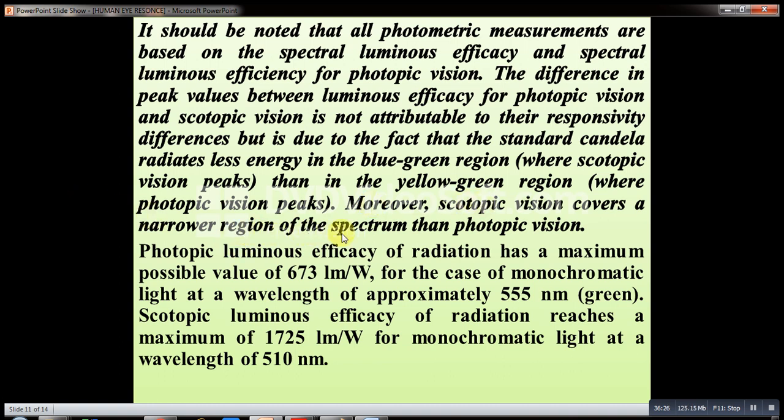We know that the spectral luminous efficacy equals the luminous flux to radiant flux. The luminous flux to radiant flux in photopic vision is more than in scotopic vision. Thus, the value of the luminous efficacy in scotopic vision is more than in photopic vision.